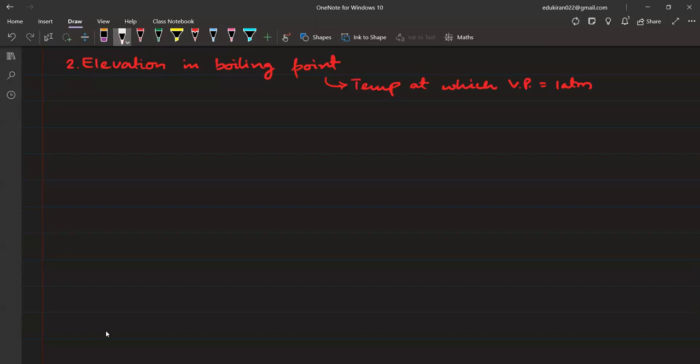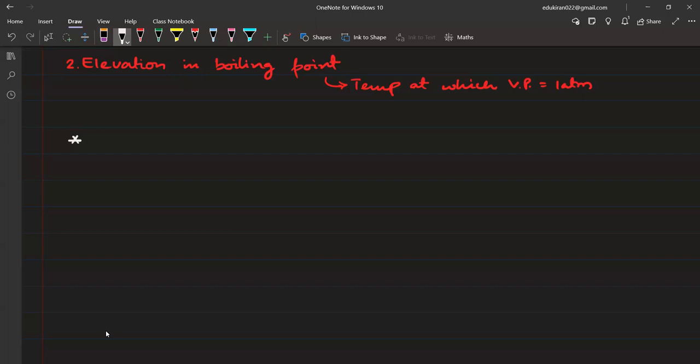So when we have added a solid solute in a non-volatile solution, the vapor pressure is decreased. As we have seen in relative lowering of vapor pressure, the vapor pressure of a non-volatile solution is less than that of the solvent. And what boils? Obviously, solid is not going to boil. The liquid part is going to boil. And the vapor pressure has been decreased. That is why we would require a higher temperature in order to boil it.